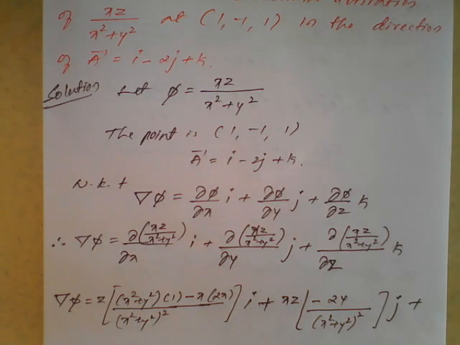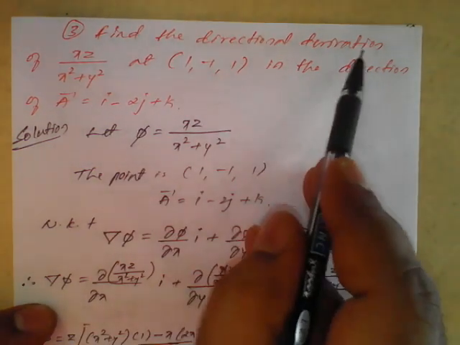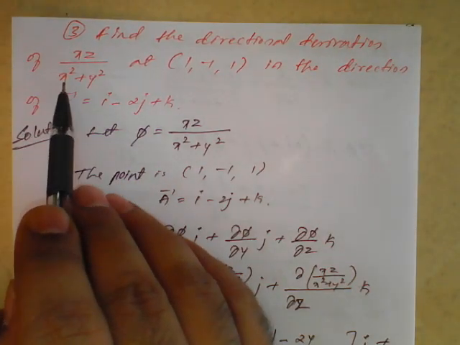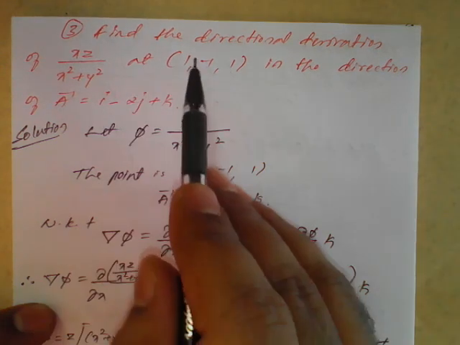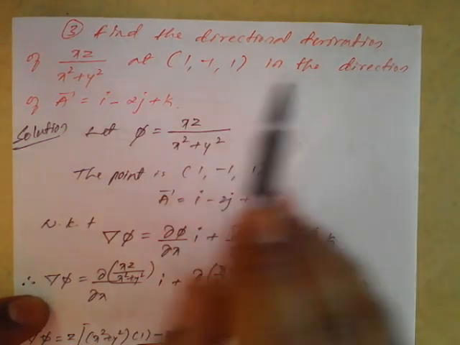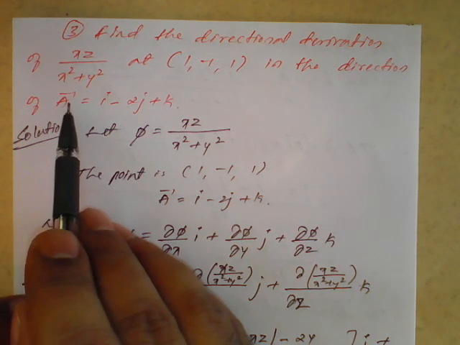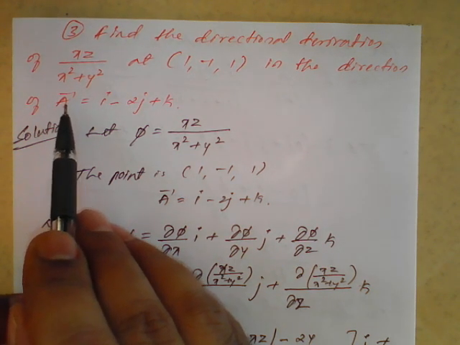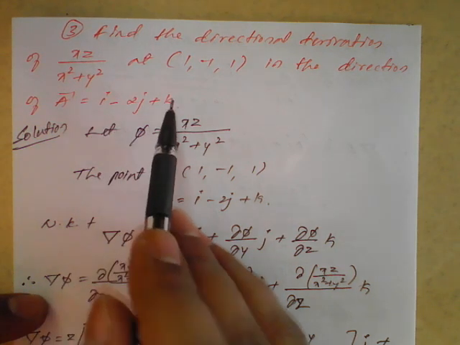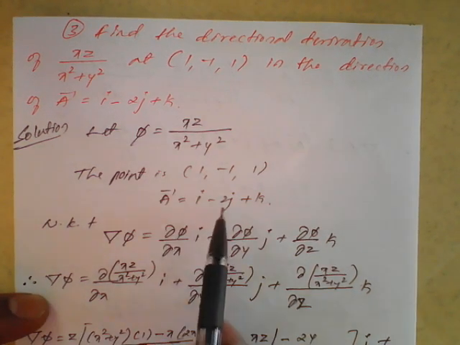So the next example has been solved, I will just explain it here. Find the directional derivative of xz upon x² + y² at the point (1, -1, 1) in the direction A. They have given the name of the direction as A. If they have given it, we have to use that. If they have not given it, we will use D. Okay, i - 2j + k. So they have given the point and the direction, and the function is in the form of a fraction.